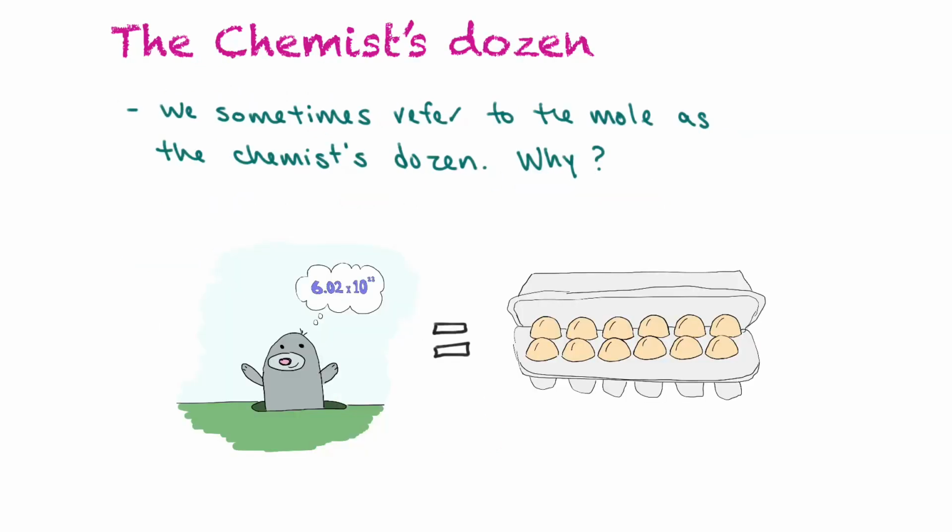So like I said before, we often call the mole the chemist's dozen. And the question is, why would we do that? Well, the mole, like you now understand, is a really, really big number. And if we just call that really big number a mole, it'll be easier to manage than naming the number of particles that are in each thing, because that would be very, very difficult.